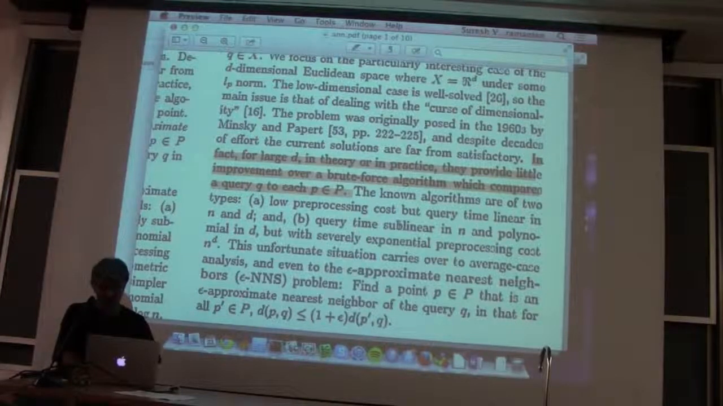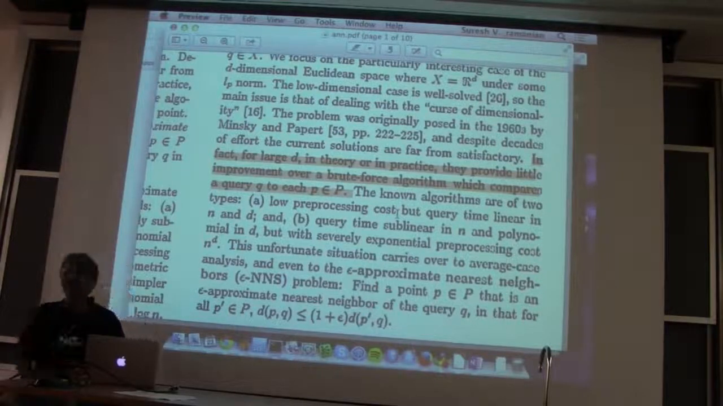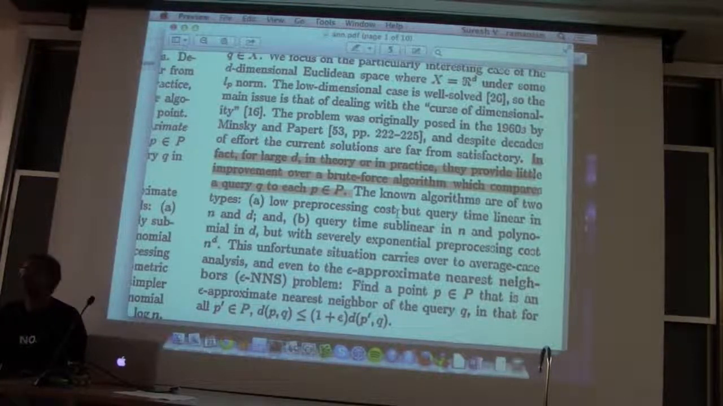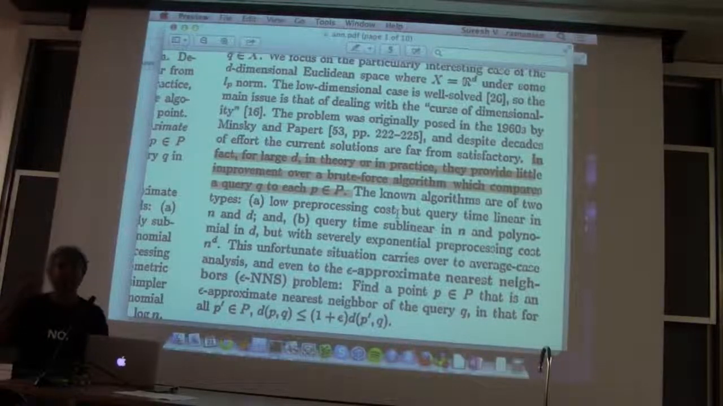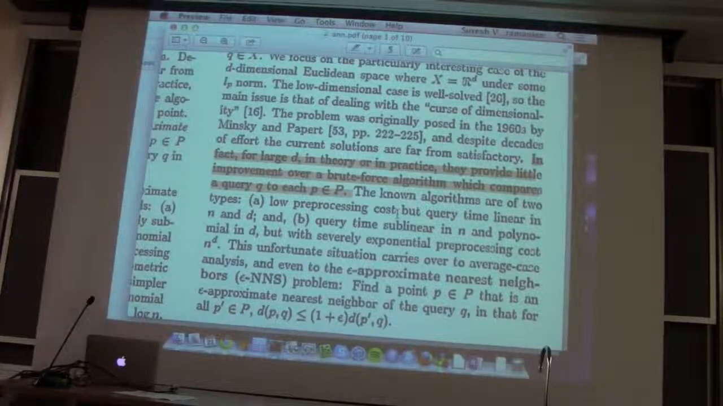Okay, the known algorithms are of two kinds: low pre-processing cost. Do you know what pre-processing is? Sort of. Could you guess what it might be? Is it like removing the noise or like normalizing? It might be. We don't know yet. We don't know what it means, but it's something you do ahead of time. It's pre-processing. That's what you're kind of implying. That's all we can say. It might be that, it might be something else.